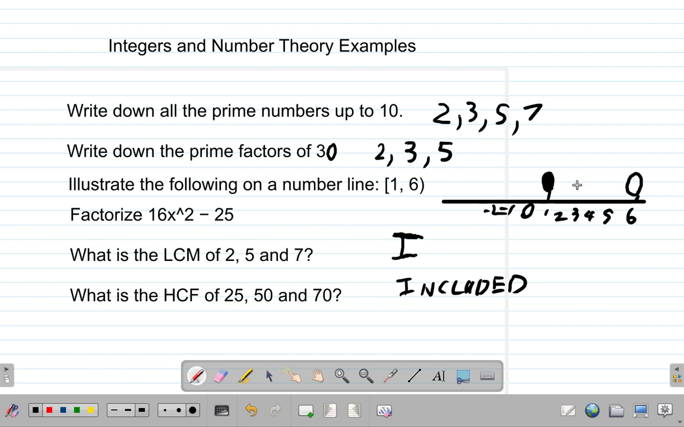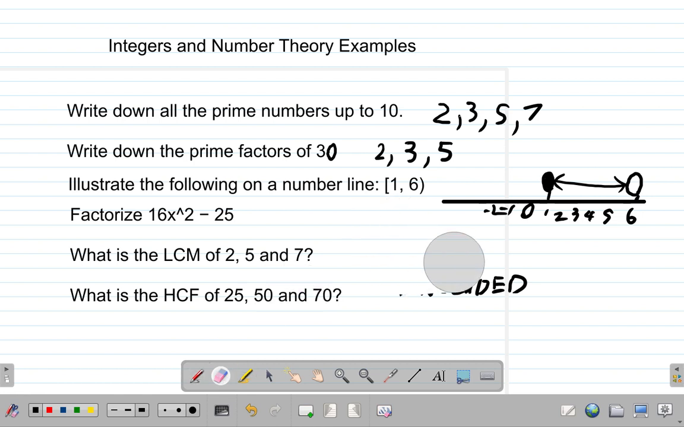Alright? So the interval would be these two. So the numbers that you have here would be 1, 2, 3, 4, 5. You don't count 6 because 6 is not included. So this is how you would illustrate it on a number line.